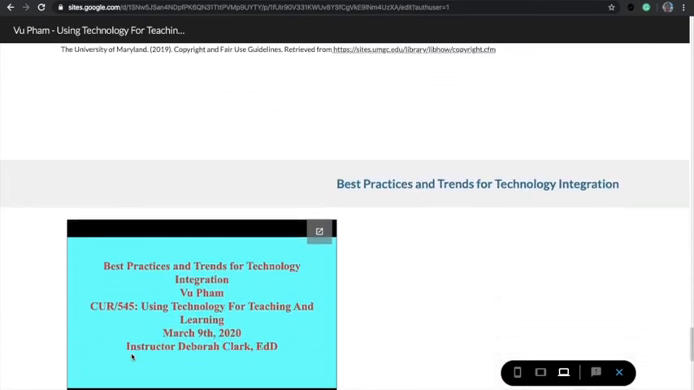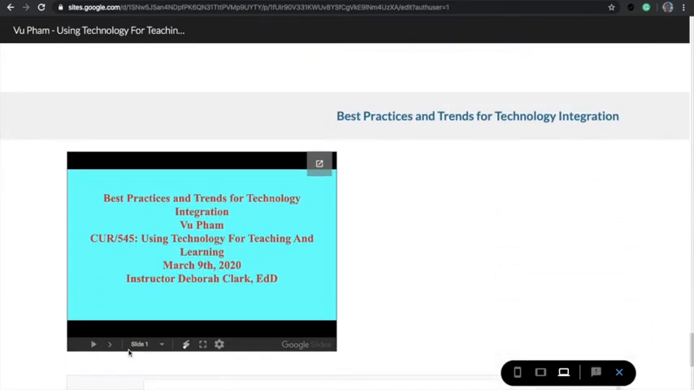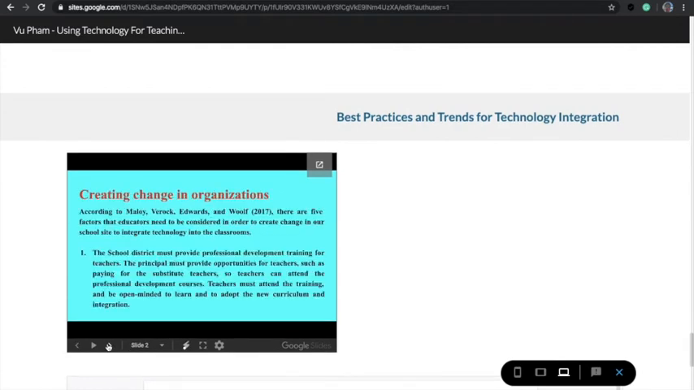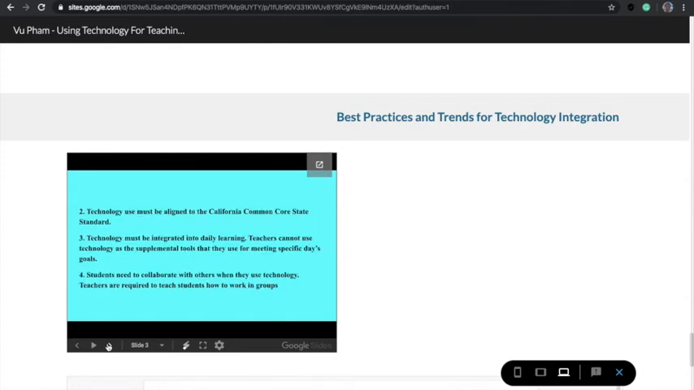For this week's lesson about best practices and trends for technology, first of all, we need to change from the top. The school district and the school site must provide professional development training for teachers. Without professional training, teachers cannot do any technology integration. Also, the district must pay to create the curriculum that aligns to the California Common Core State Standards.